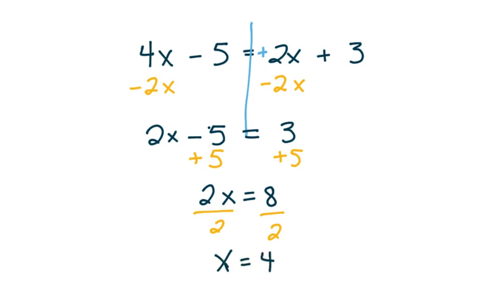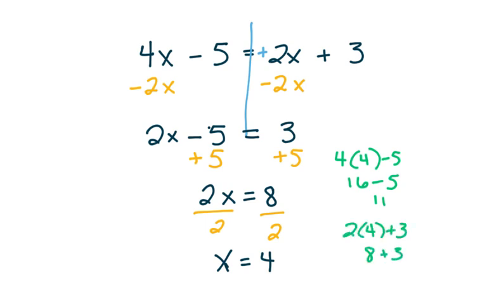And then if we wanted to check it, we absolutely could. If we said 4 times 4 minus 5, it gives me 16 minus 5, which is 11. And then 2 times 4 plus 3, which gives me 8 plus 3, which also is 11. So that lets us know that we solved it correctly.